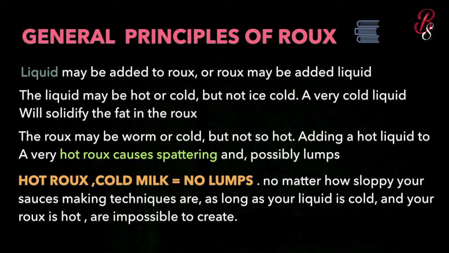So no matter how sloppy your sauce making technique is, as long as your liquid is cold and your ROUX is hot, it is impossible to create lumps. So this is the main principle of ROUX, and you can also go vice versa, like milk will be hot and ROUX will be cold. That can happen. Vice versa is possible, but not the same temperature, like hot milk and hot ROUX. That definitely is not going to give you a good sauce, the way you want to make a good ROUX, right? So it works only with the basic hot ROUX and cold milk, or otherwise hot milk and cold ROUX.